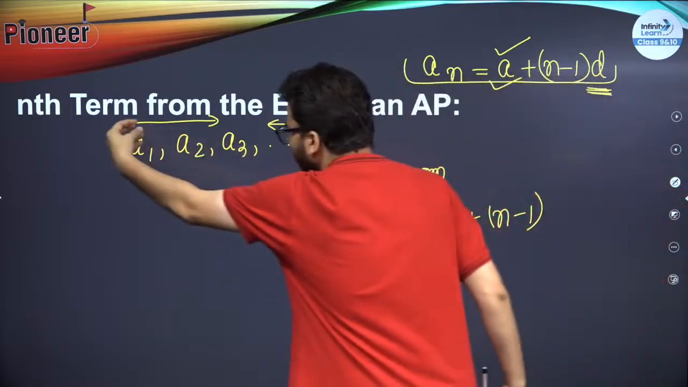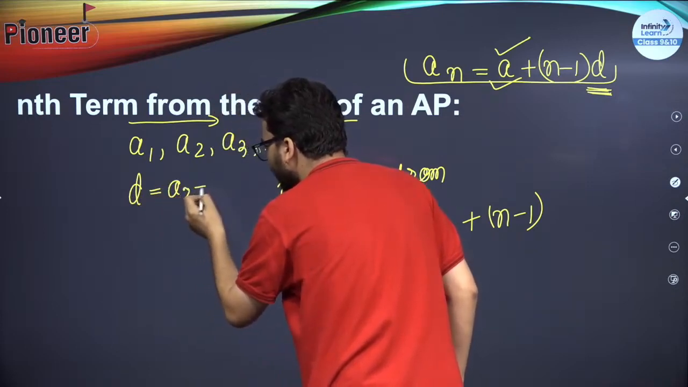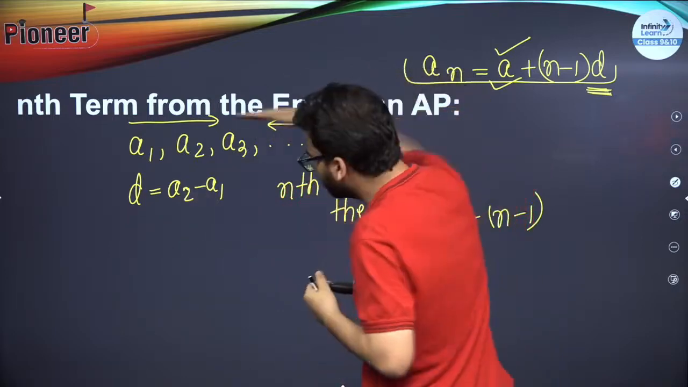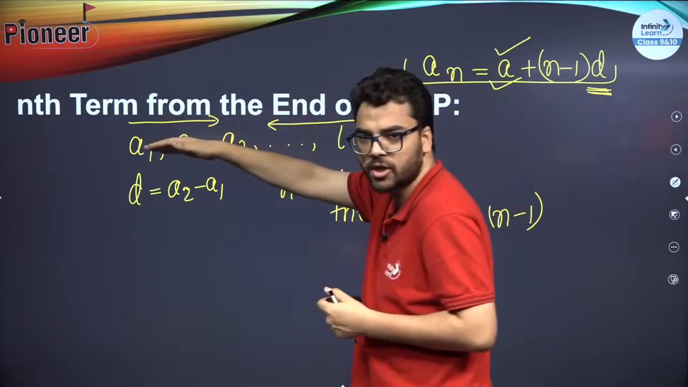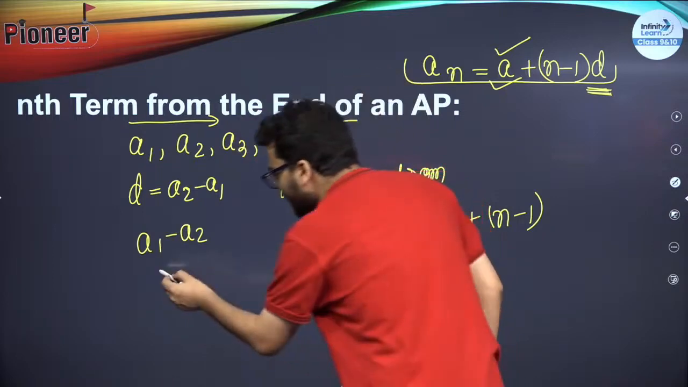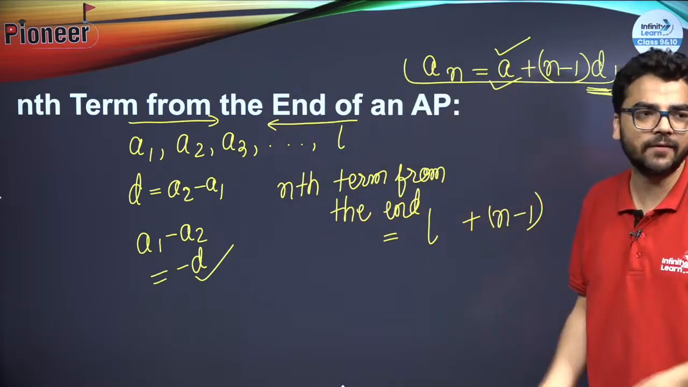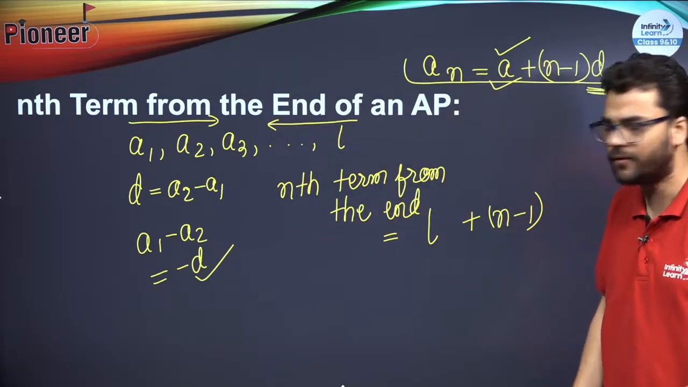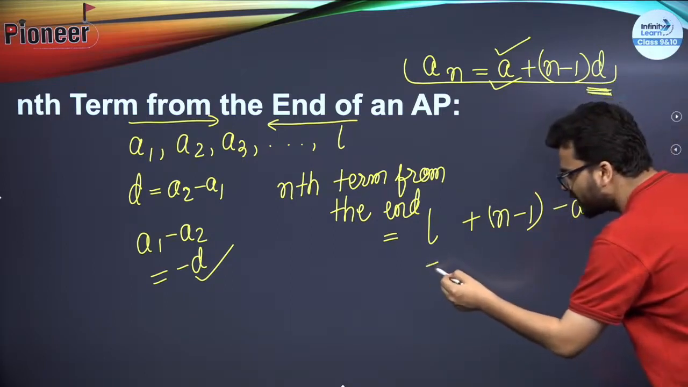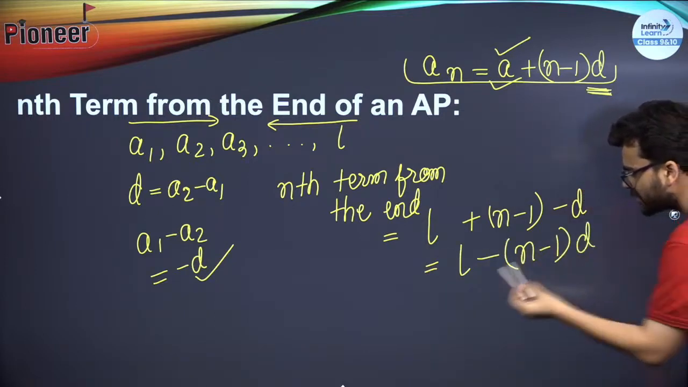If you are walking like this, d is basically a2 minus a1, the common difference. But if you are walking in this direction, the common difference will be a1 minus a2. So isn't it equal to minus d here? d will be negative. So can I not say I will put minus d here? Therefore, the nth term from the end will be L minus n minus 1 into d. This is the pattern, this is the formula.